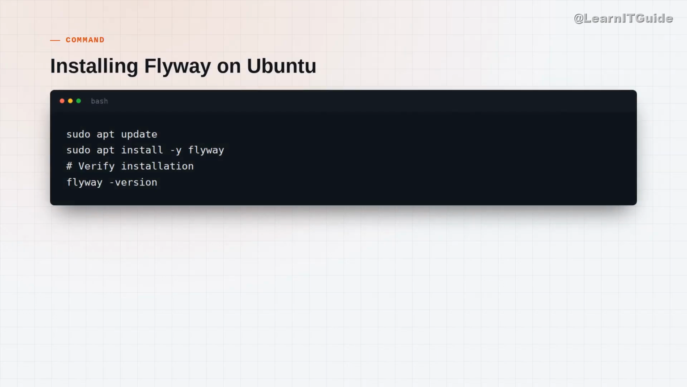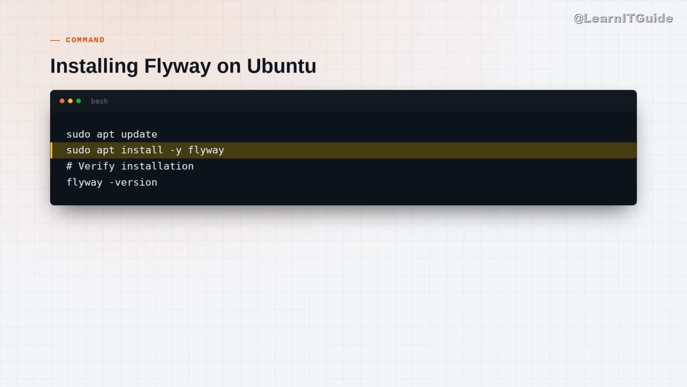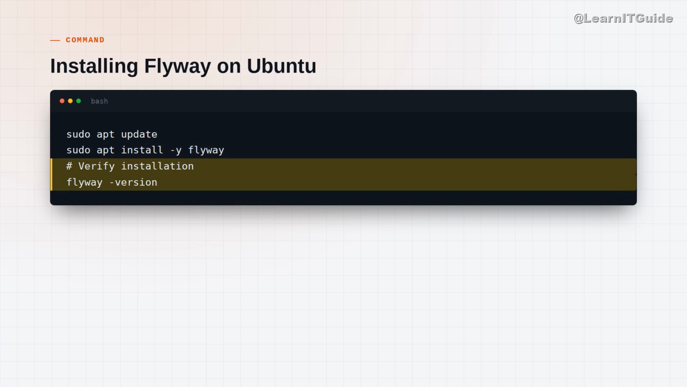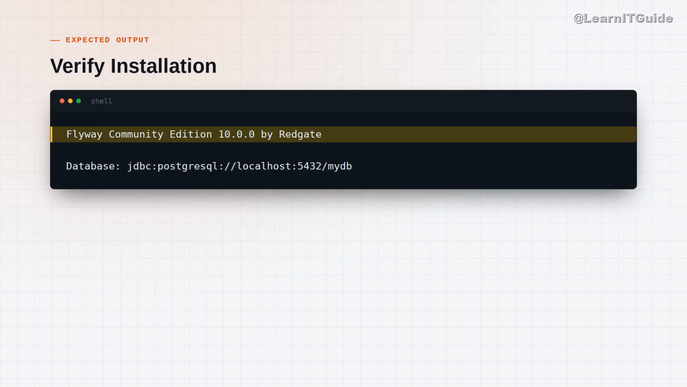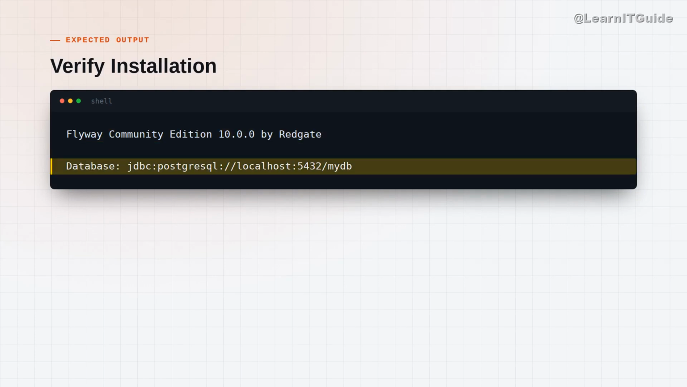To get started, we use the package manager. On Ubuntu, we update the cache and install the Flyway package directly. Once done, we verify the installation by checking the version string. If you see the version output, you are ready to connect to your database. This is what you should see. The output shows the Flyway edition and confirms it is ready. If you see an error here, verify your Java path is correctly set in your environment variables.